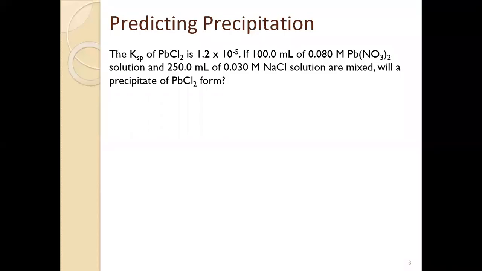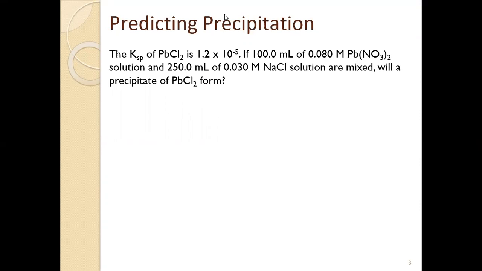The second example is a little bit more complicated. Here we have the same lead 2 chloride. This time we're not told directly what the concentrations are of the lead ions and chloride ions in the solution, but we're told how the solution was made: 100 milliliters of 0.08 molar lead 2 nitrate solution was mixed with 250 milliliters of a 0.03 molar sodium chloride solution. The question is, under those circumstances, will a precipitate of lead 2 chloride form?